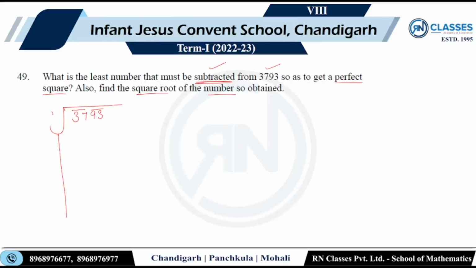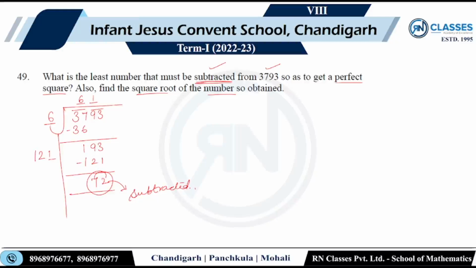So 6. The numbers should be same. 6 6 36. I've subtracted. I got 193. 6 का double 12. यहाँ पे और यहाँ पे जगह बची होनी चाहिए. So I will put 1. 121 ही हो सकता है. So 121, and if I subtracted, I would get 72. So the number to be subtracted is 72.